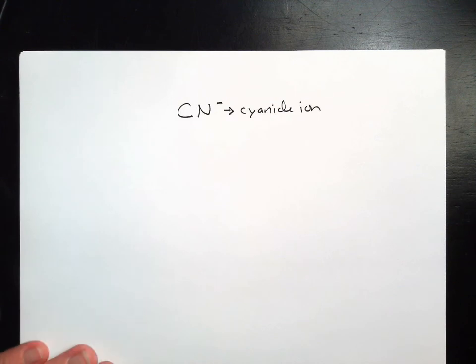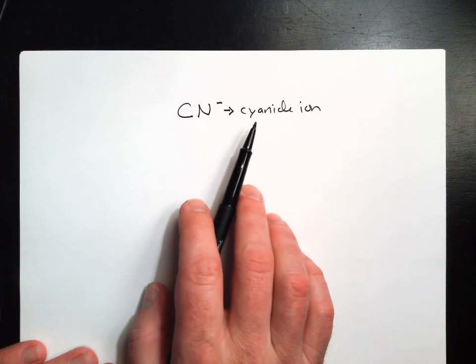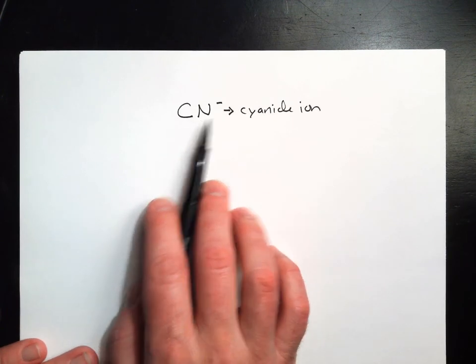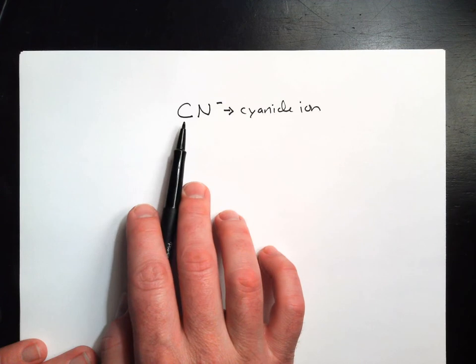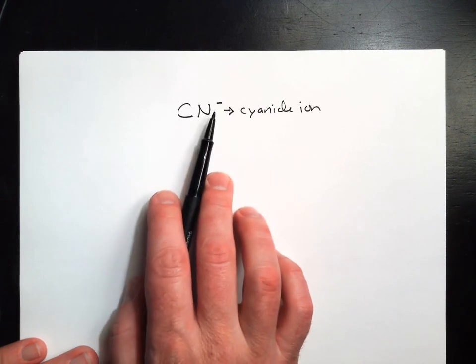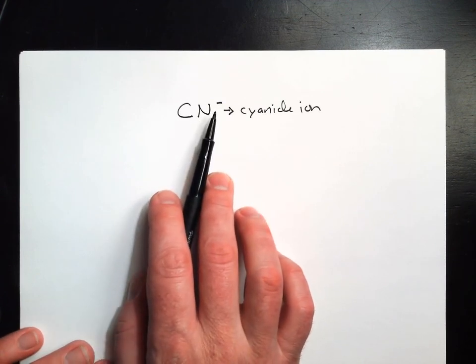Hello everyone, this episode of Drawing Lewis Structures is brought to you by cyanide ion, which is one of our polyatomic ions. It has the formula CN with a 1- charge. So I've got only one carbon, one nitrogen, and a 1- charge to work with. So again, let's follow our steps.